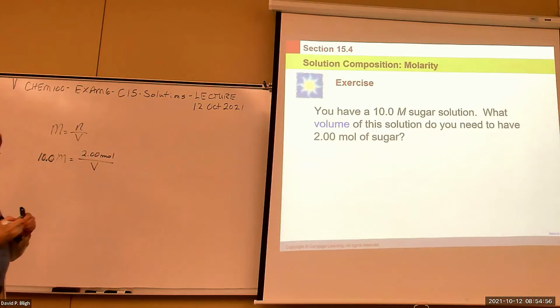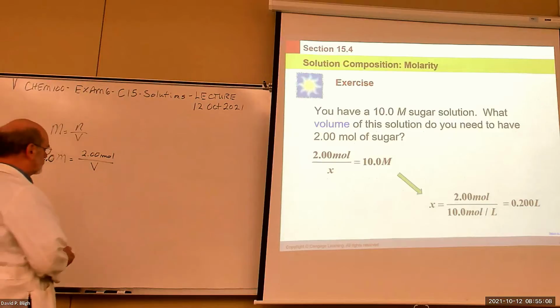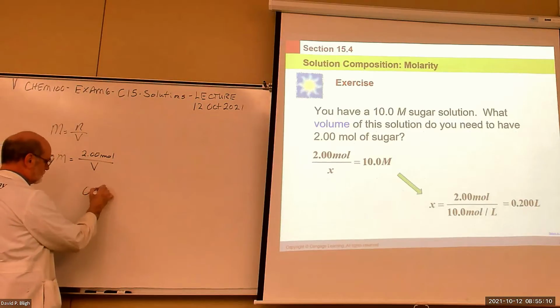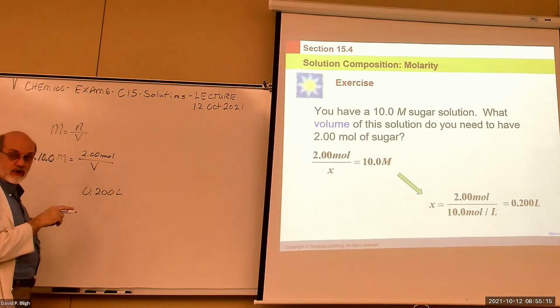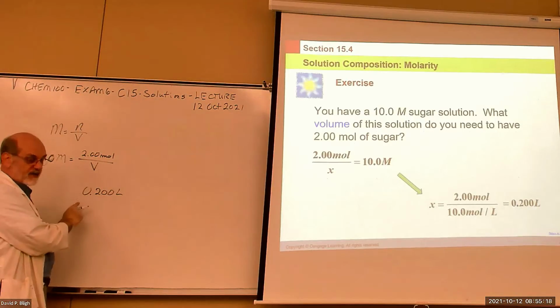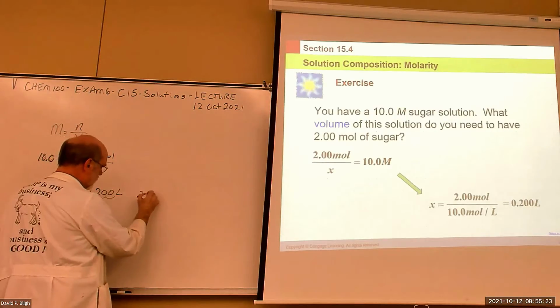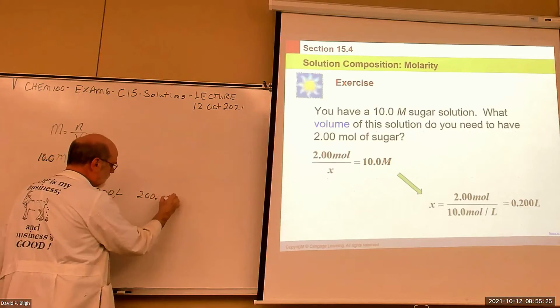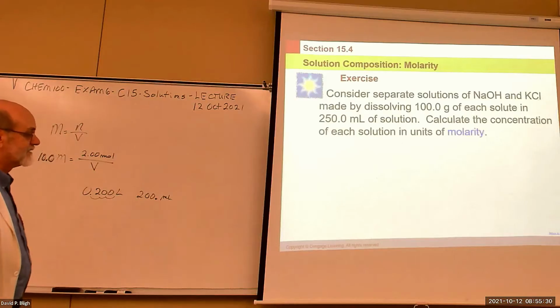There you go. Now you solve for the unknown. 0.2 liters, which, by the way, is how many milliliters? Well, milli says you're getting smaller in units, so the number has to get bigger. So you move to the right, 3, 2, 3. So that's 200 milliliters. Okay?